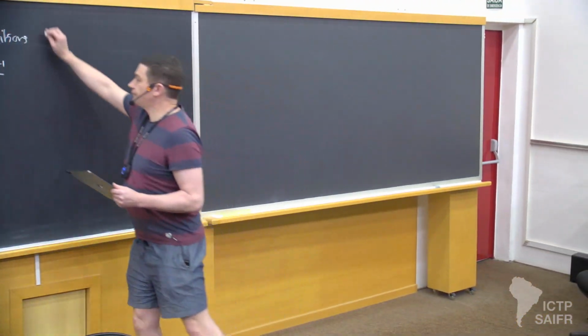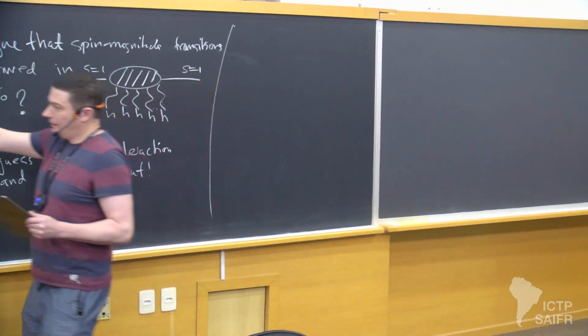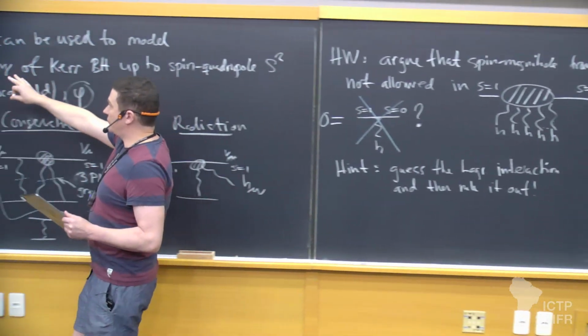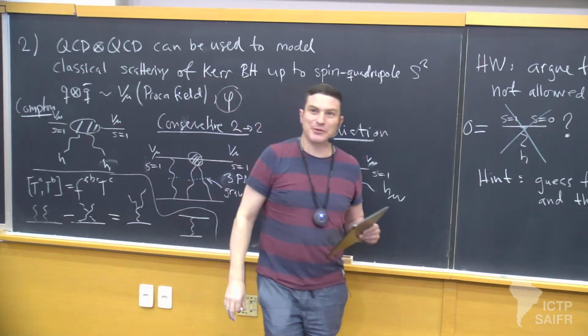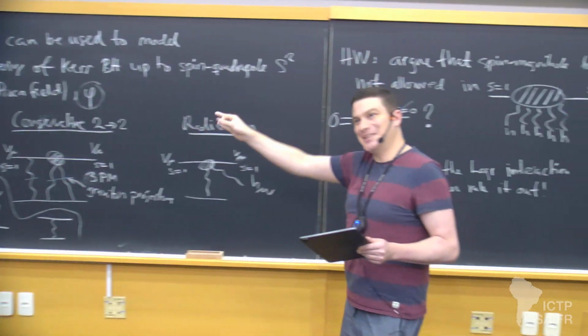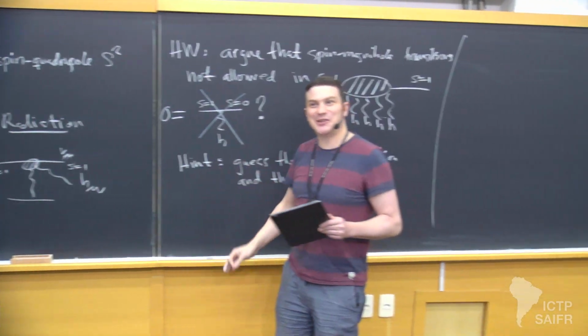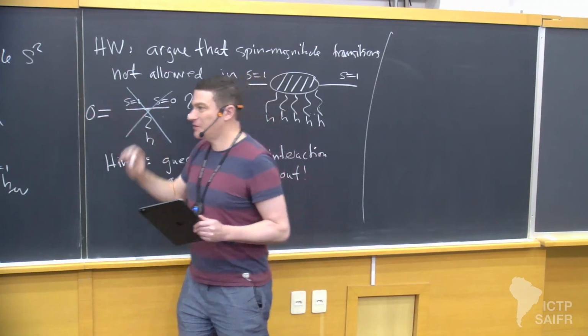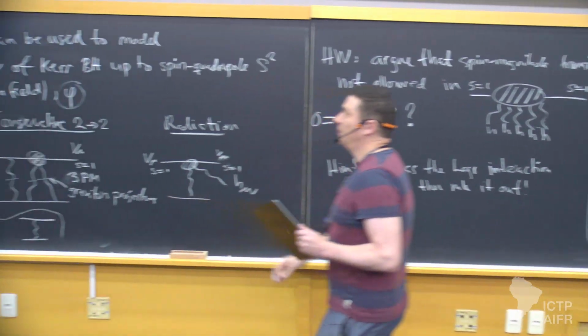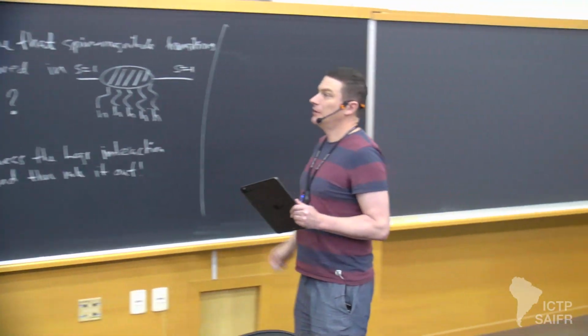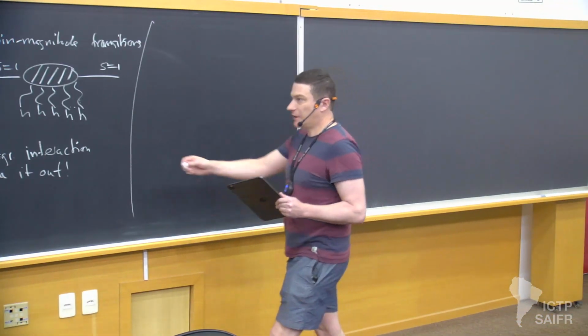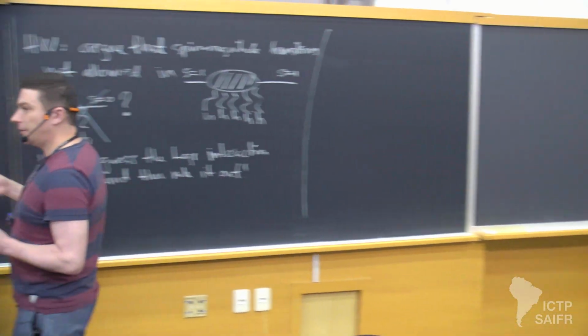All right. Now I should say that doing QCD times QCD is probably not the best way of doing these calculations, but since this conference and school is called QCD means gravity, I figured that I should point out that you could do QCD times QCD to do a Kerr black hole up to spin squared.